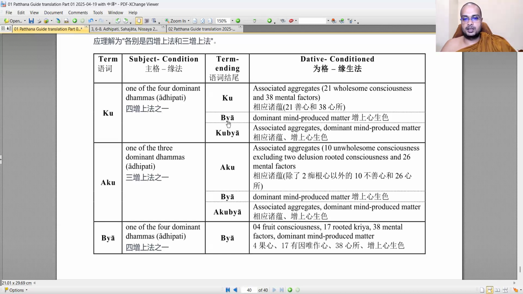Then we have the kusalo abyakatasa, the wholesome supporting the indeterminate, which is the dominant mind produced matter. Now you see it is given as dominant mind produced matter, not in general. The adjective is used here as dominant. And then the third one, we have the wholesome supporting the wholesome and the indeterminate, where you have the combination of the associate aggregates and the dominant mind produced matter.